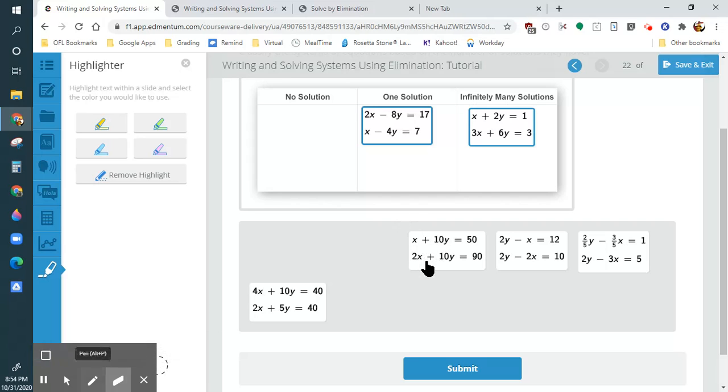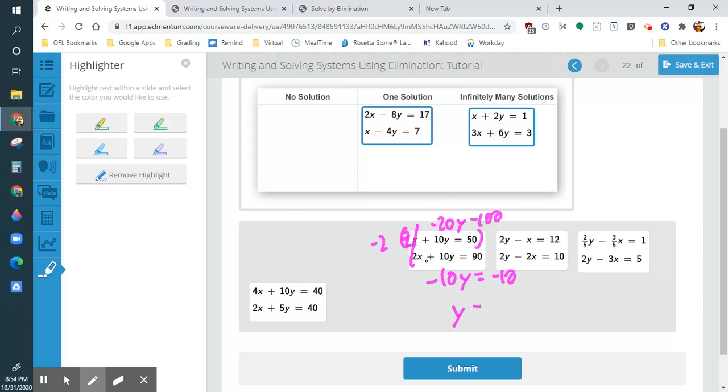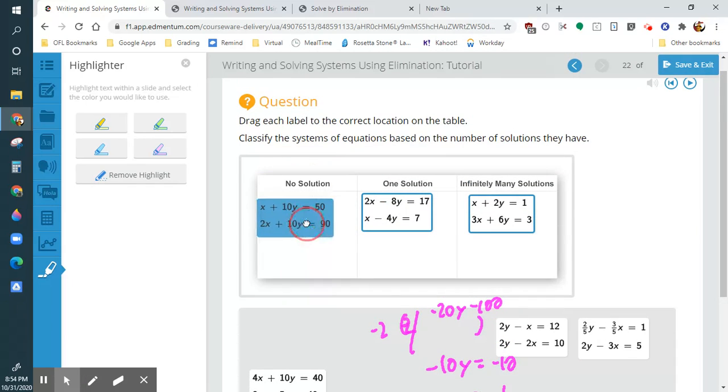So I'm going to multiply the top by -2. So I get -2, -20y, and -100. So x's cancel out. I get -10y equals -10. Y equals -1. Right off the bat, since I got y equals something, I know this is one solution. This is good to go.